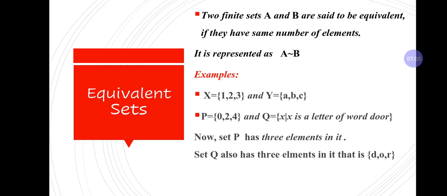Now set P has 3 elements in it. Set Q also has 3 elements in it, that is D, O and R. By the definition of sets, we will not repeat any element in a set, so we will consider O one time in set Q. So at the end we can say P and Q both have 3 elements in them, so they are called equivalent sets. Here is a note: equal sets are always equivalent.